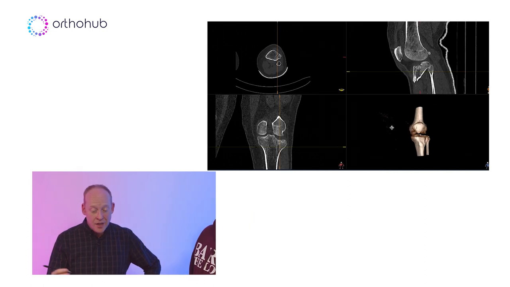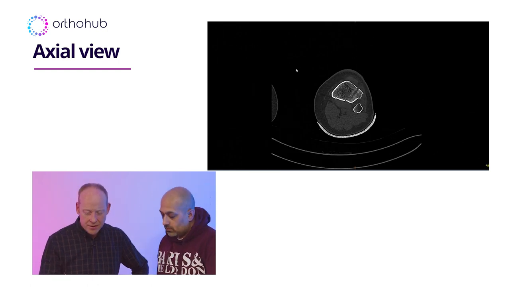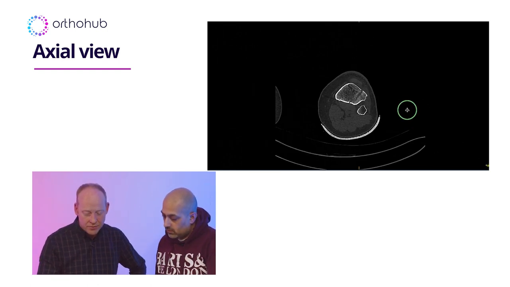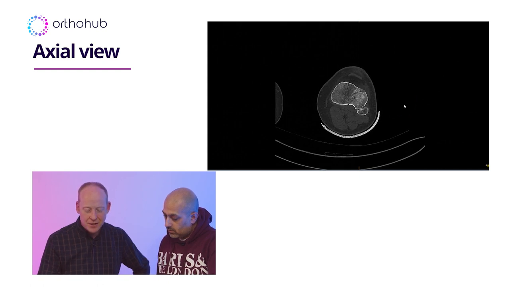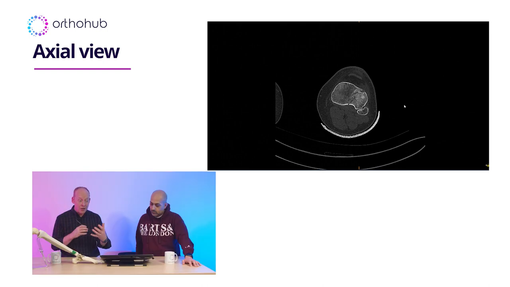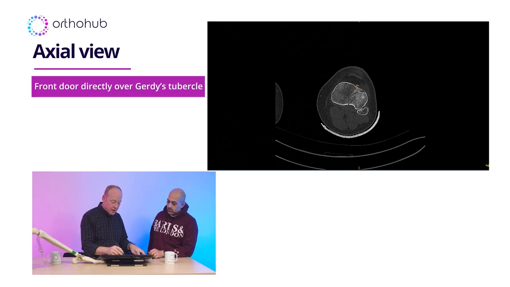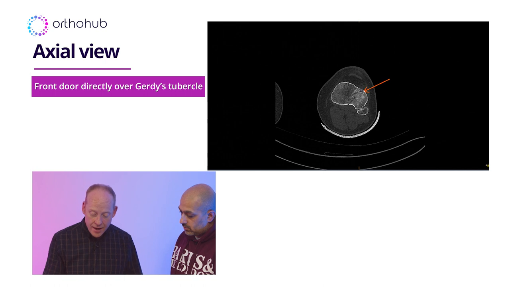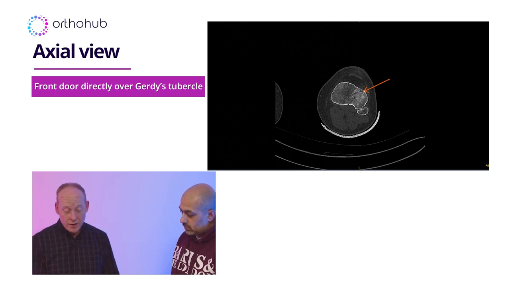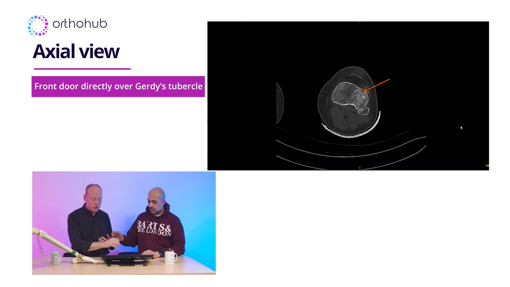Yeah. And then we go through the axial just to check where that front door is. So here's our axial. We started down in the tibial shaft, and as I run up, you'll see it's exactly where you expected it to be. There's your anterolateral depression sitting right in here. And there's the front door sitting waiting for you, just right in there, and that's a great spot. As part of your anterolateral approach, you will come down straight onto that.